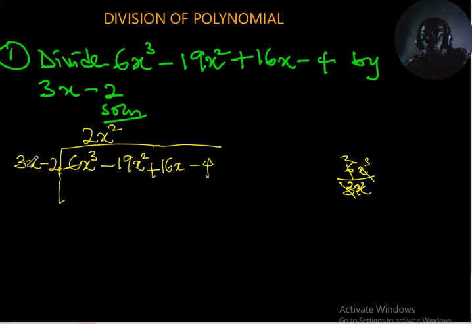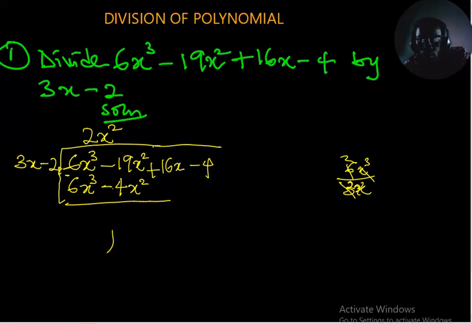So 2x squared will multiply 3x, that will give 6x raised to the power 3. Then negative 2 is here, minus 2x squared multiplied by 2, that will give us 4x squared. Rule this as we subtract. Remember, between the division sign there is always an invisible negative sign between them, so you have negative here.